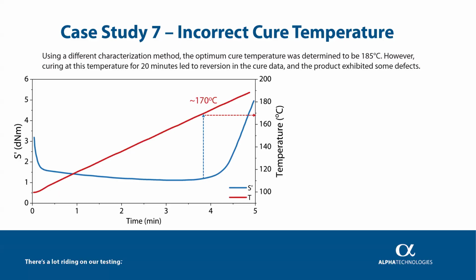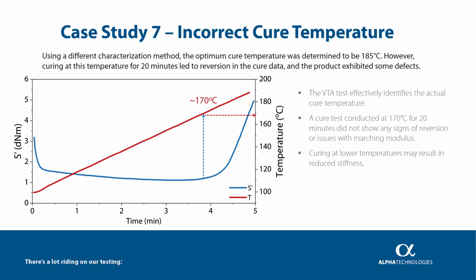From the results shown on the left-hand side, we identified that 170 degrees C was actually the point where the cross-linking reaction initiated. This allowed us to pinpoint a more accurate and effective cure temperature. And a follow-up cure test at 170 degrees C for 20 minutes showed no signs of reversion and no issues with marching modulus, indicating a stable and successful cure. So this case highlights how the RPA with non-isothermal testing can be a powerful tool for identifying critical thermal transitions and determining the true optimal cure temperature.